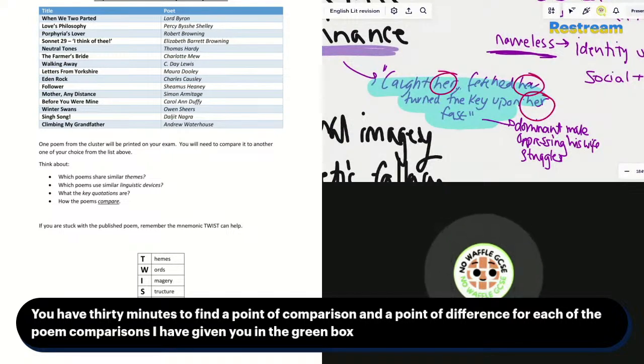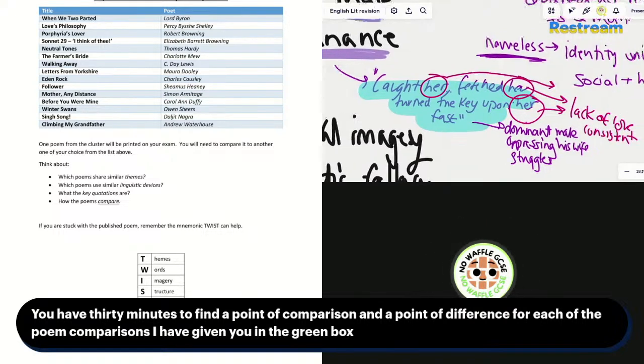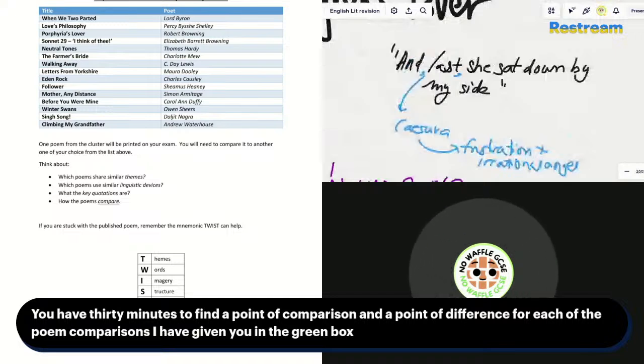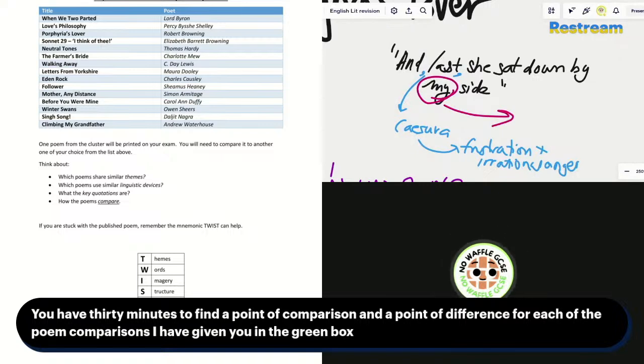Also, if you focus on the "her," it suggests that she's like a separate entity, but the lack of love in this consistent and repetitive pronoun suggests that they're so distant, and that's why she's running away. And then we look at Porphyria's Lover. So he says, "and last she sat down by my side," and the caesura here conveys his frustration and his irrational anger. Furthermore, the possessive pronoun "my," which we saw in Farmer's Bride as well, foreshadows the possessive relationship.